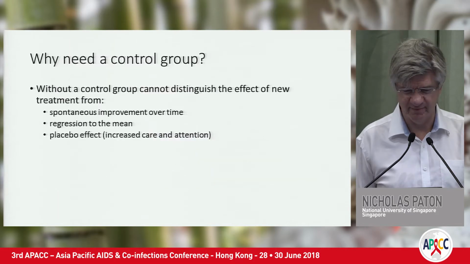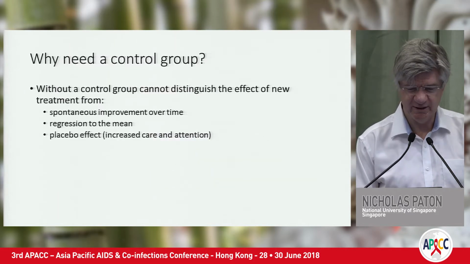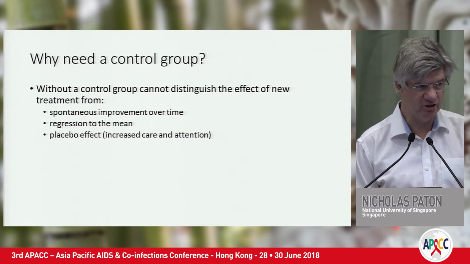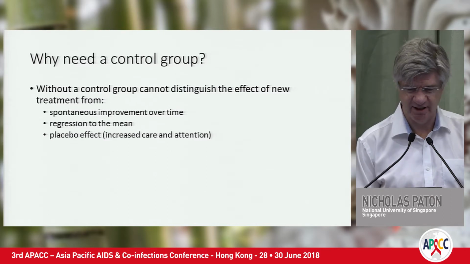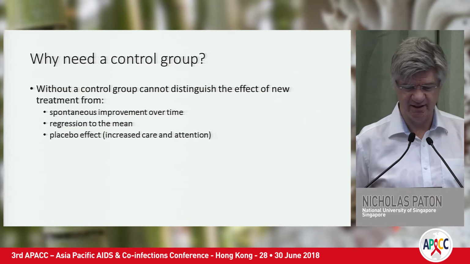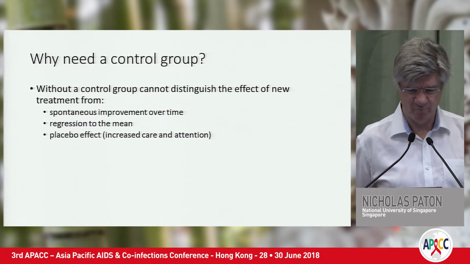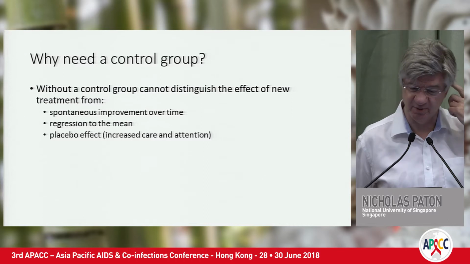Control group. So why do we need a control group? Hopefully, I don't need to convince you of that. But if you don't have a control group, you can't distinguish the effect of your new treatment or whatever you're testing against spontaneous improvement over time. If you take people when they're sick, they tend usually to get better. And so, it's hard to attribute what's to the drug and what's just spontaneous improvement.